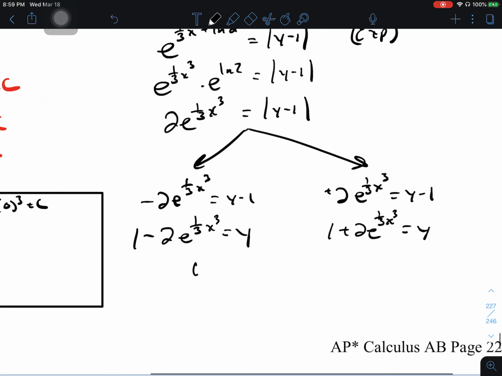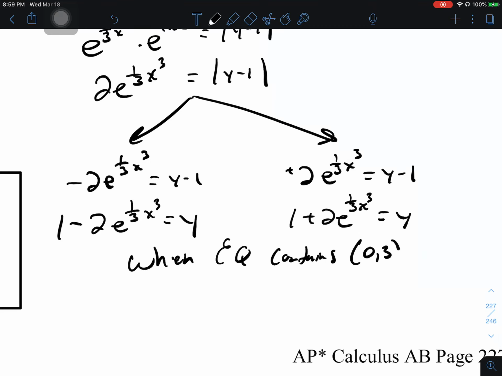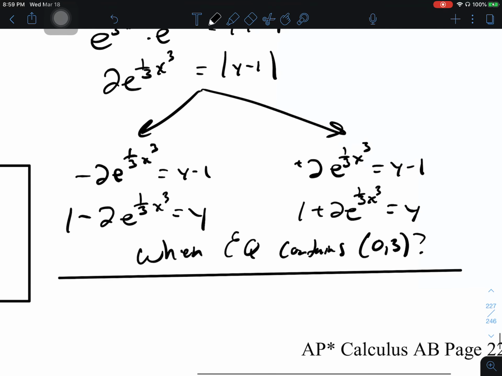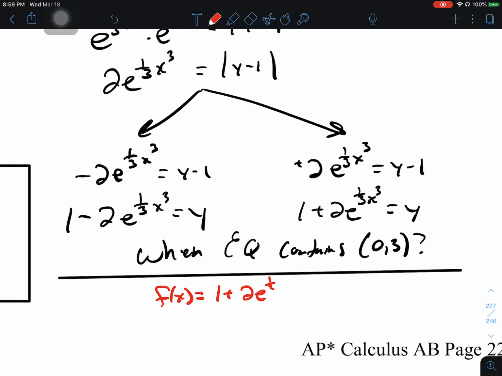And the question is, which equation contains the ordered pair 0, 3? It's definitely going to be this one on the right. F of x, I'll explain in a moment, equals 1 plus 2 e to the 1/3 x cubed.